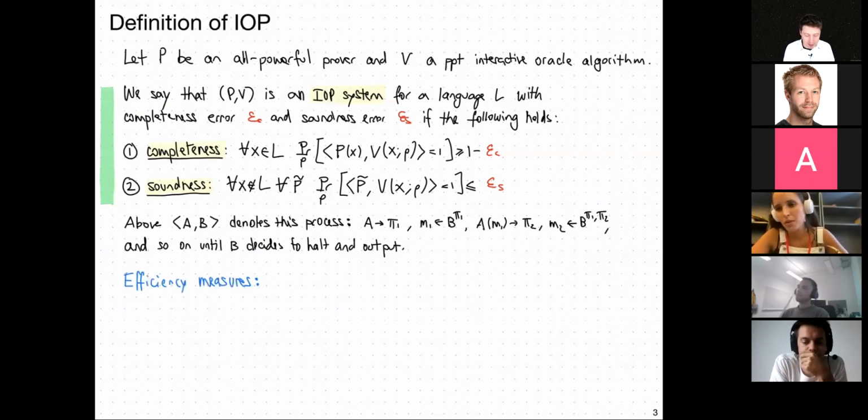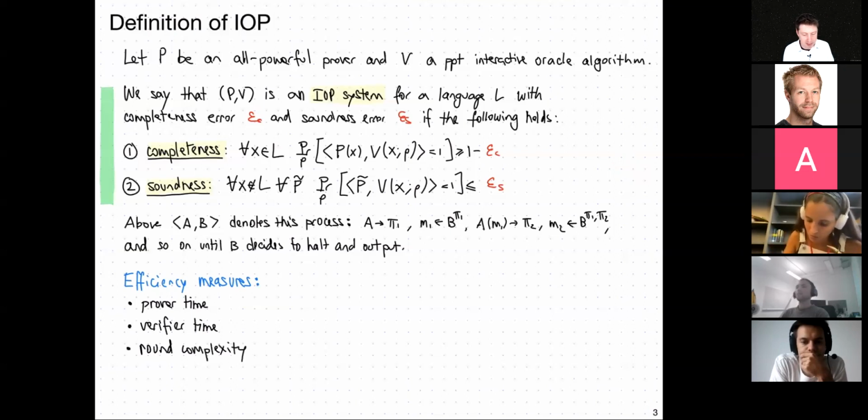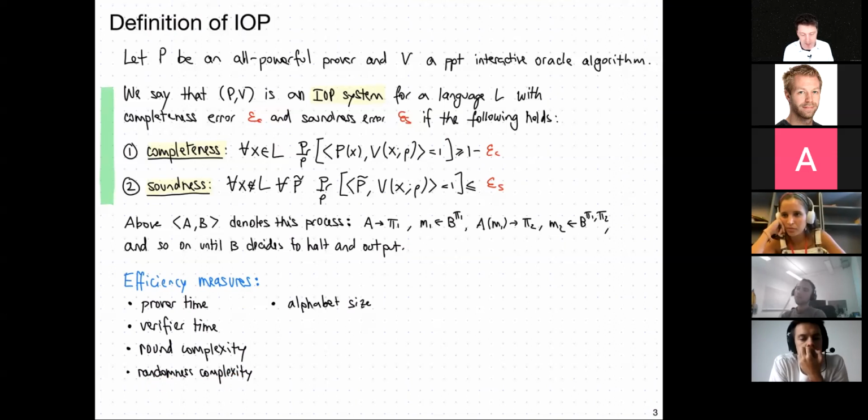Great. So when we study IOPs, there are efficiency measures that make sense, like the prover time and the verifier time. But similar to an interactive proof, we may also pay attention to round complexity. That's something we did pay attention to for interactive proofs, but not for PCPs, because there's no round complexity in a PCP. But in an IOP, we may pay attention to round complexity. Of course, there's also randomness complexity, and we may pay attention to alphabet size and proof length.